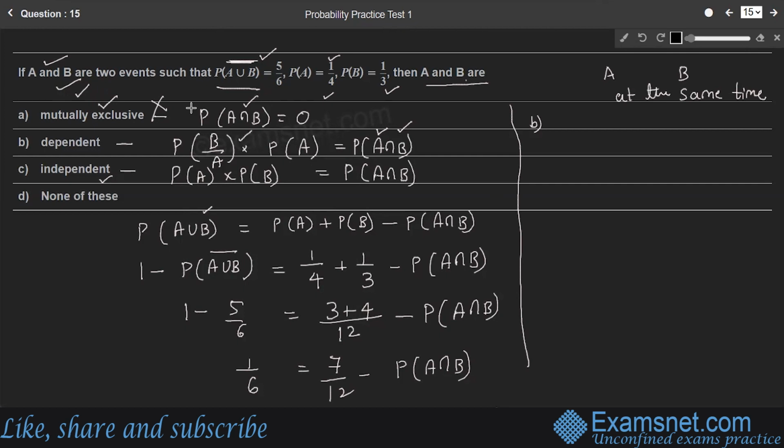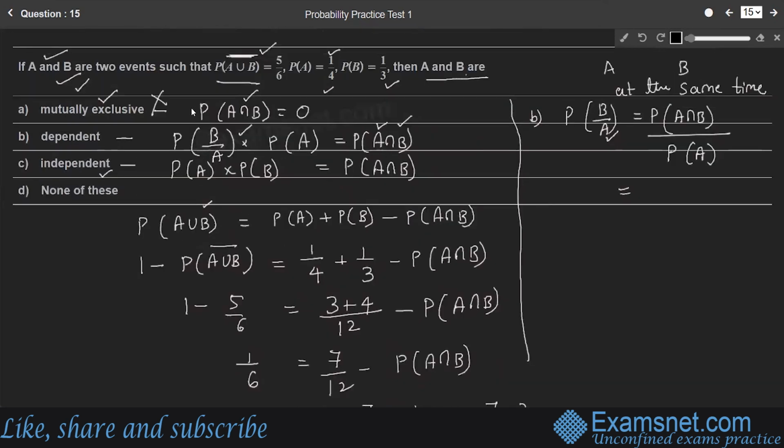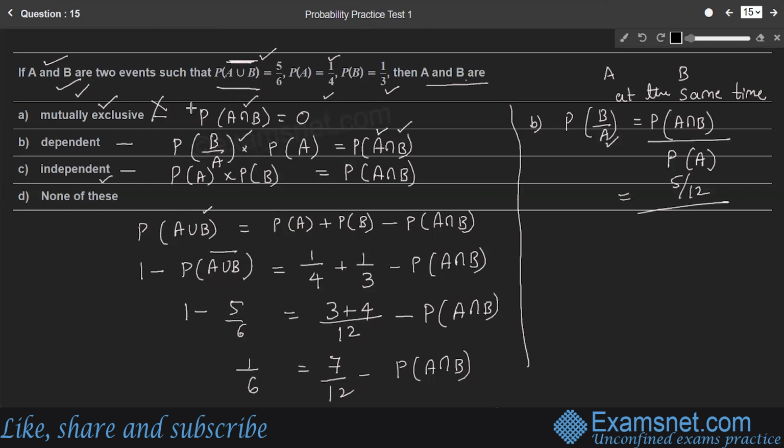Here probability of B by A. What is the value of probability of B by A? It is equal to probability of A intersection B or B intersection A, divided by probability of A, the event in the denominator, which is A, right? Therefore, here A intersection B, just now we have calculated as 5 by 12. So 5 by 12 divided by probability of A, which is 1 by 4. Simplify it, 5 into 4 by 12, which is equal to 5 by 3, the value of probability of B by A, right?